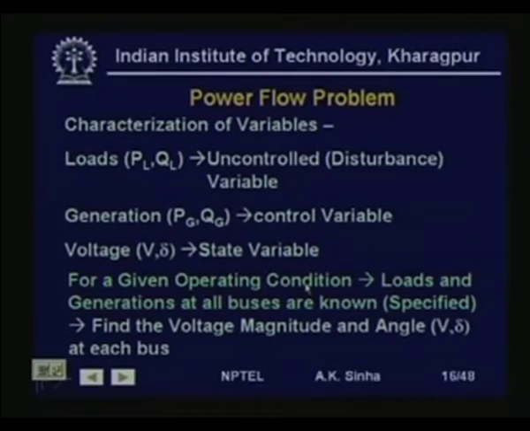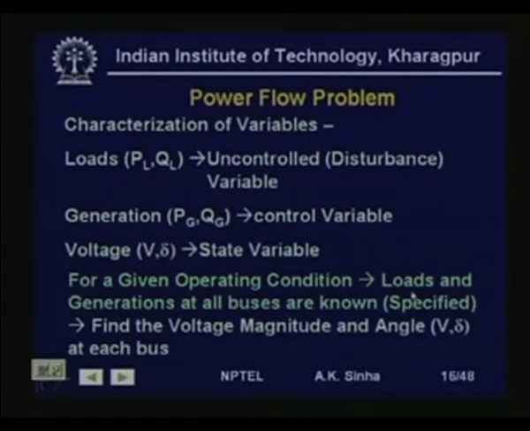So, for a given operating condition, that is, loads and generation at buses are specified or known, we want to find out what the flows are for that condition. When the generation is such, and loads are such at various bus bars, find out what the flows are in various lines, and what the voltages are at various bus bars. This is the power flow problem. So, for a given operating condition, that is, loads and generations at all buses are known or specified, find the voltage magnitude and angle at each bus, because once we know this, we can calculate all other quantities of our interest. So, this is what the power flow problem is.